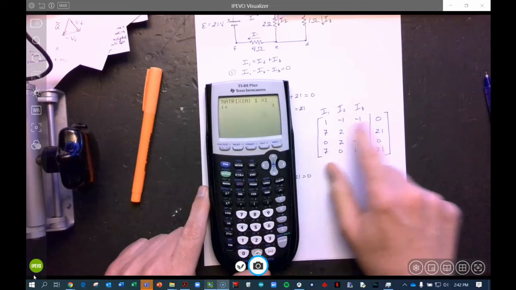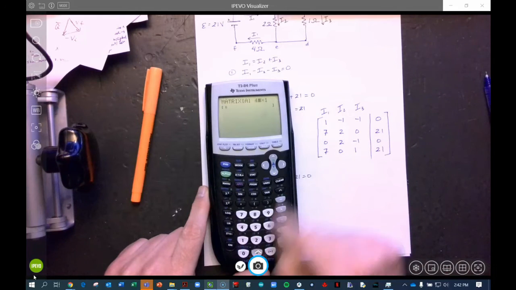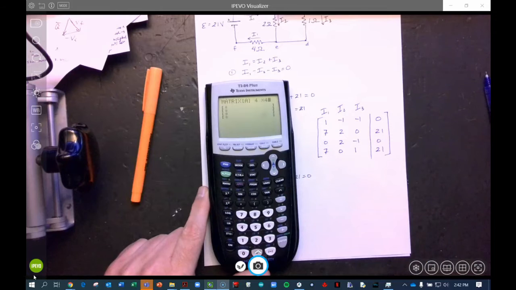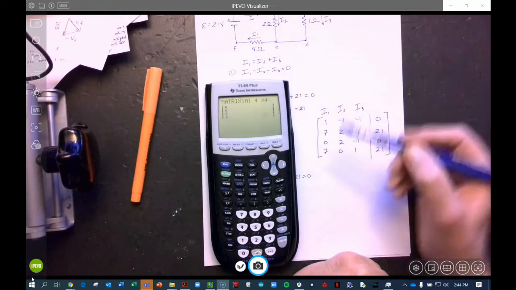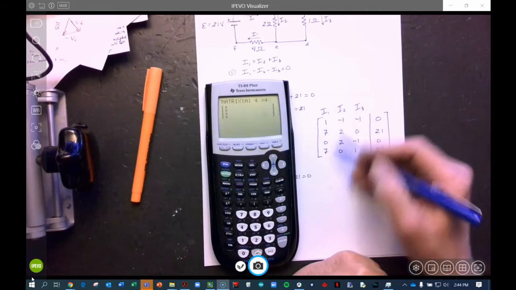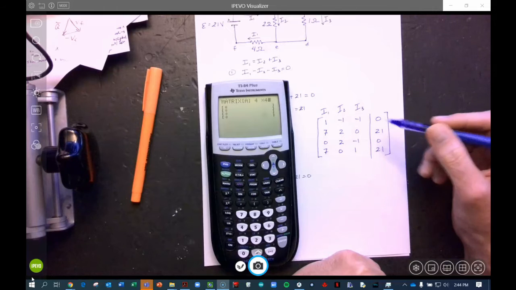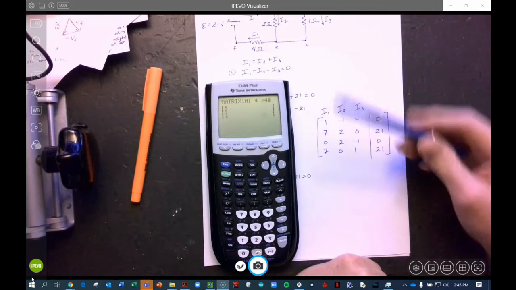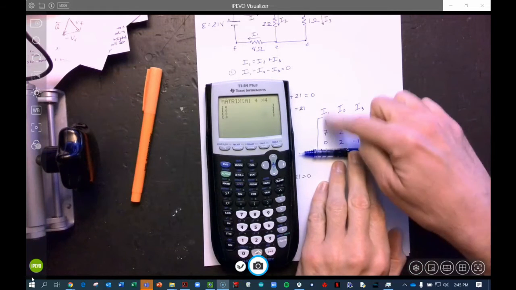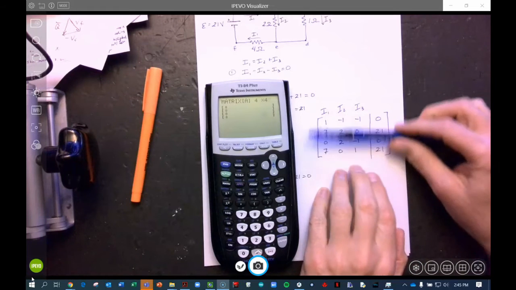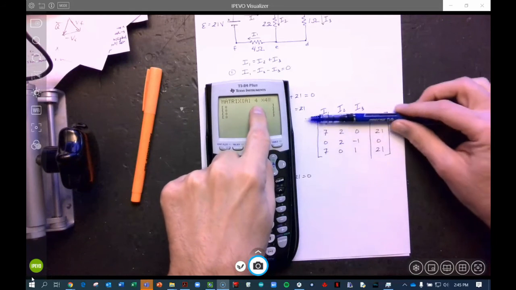Here I have 4 rows and 4 columns, so I'm going to type 4 by 4. This is easy because we have 4 equations and 4 columns: 3 unknowns, and then our constants. If we only had 3 equations, then we would use a 3 by 4 matrix, 3 rows and 4 columns, if you had three variables, for example. So the first number is the number of equations that you have.